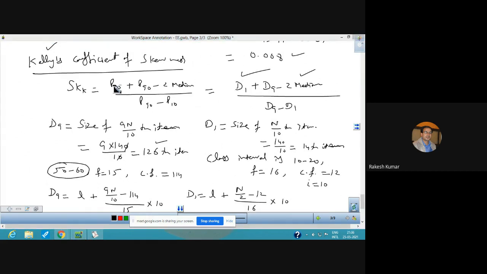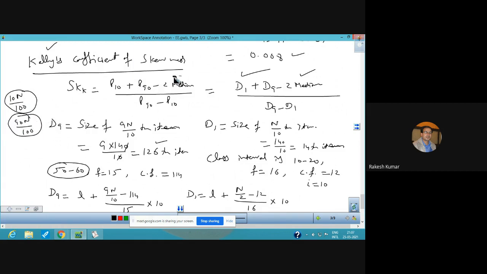You can also use the percentile method. For P10, you will have the formula 10n upon 100, sorry, upon 100. And for P90, you will have 90n upon 100, because we are using the percentile technique. The median is the same as already calculated. I leave it as an exercise to apply the same question and use the percentile technique.